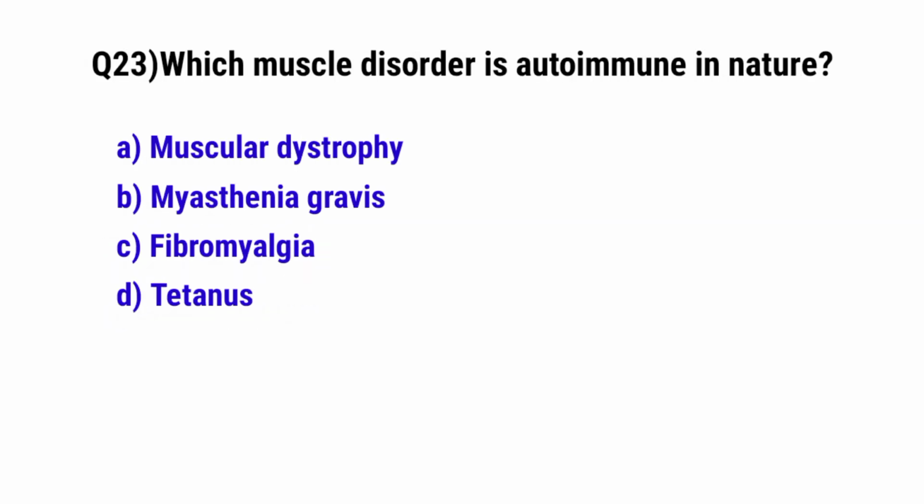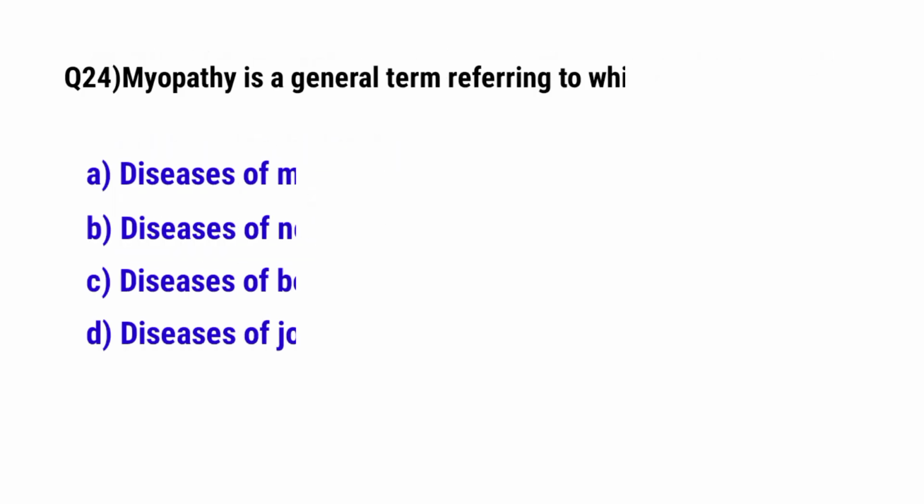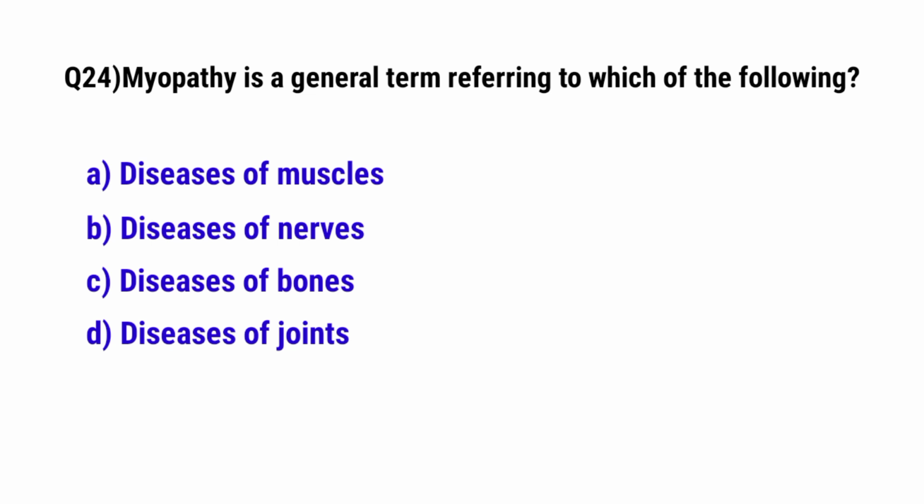Question number 23. Which muscle disorder is autoimmune in nature? The correct option is B. Myasthenia gravis. Question number 24. Myopathy is a general term referring to which of the following? Correct option is A. Disease of muscles.